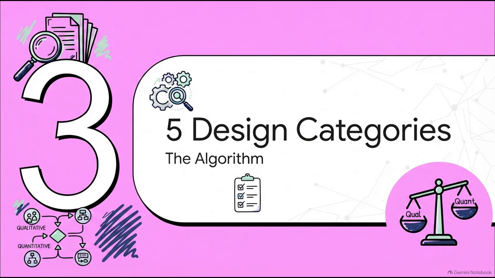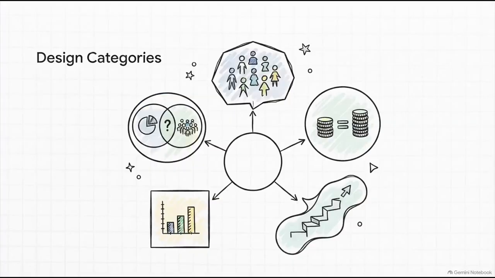Next up, Section 3, the 5 design categories, breaking down the algorithm. So, how exactly does the MMAT categorize that massive stack of diverse papers sitting on your desk? Well, it uses a beautifully simple building block approach, broken down into 5 specific design categories. These represent the most common designs you're going to encounter in mixed studies reviews: qualitative, randomized controlled trials, non-randomized, quantitative descriptive, and mixed methods. You just look at the paper and select the appropriate category.